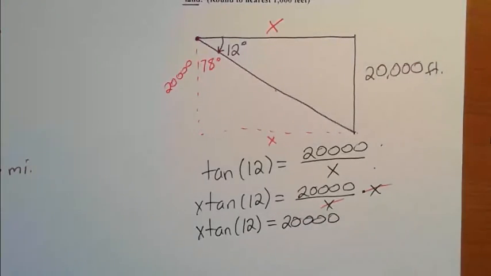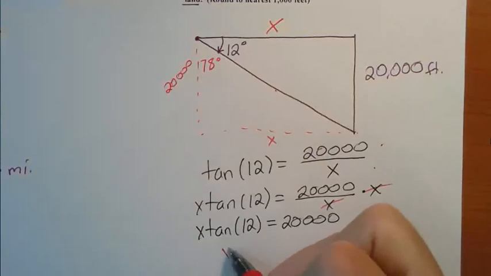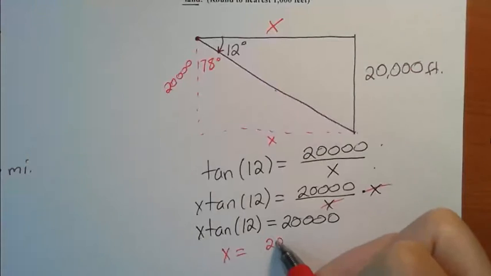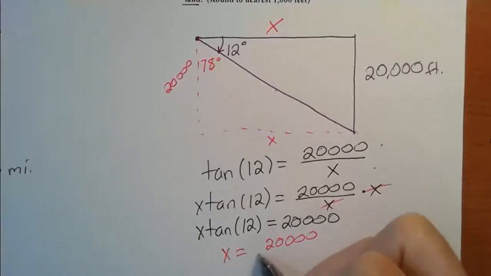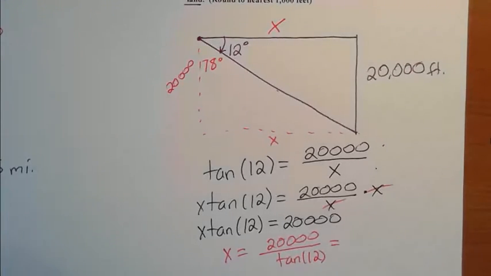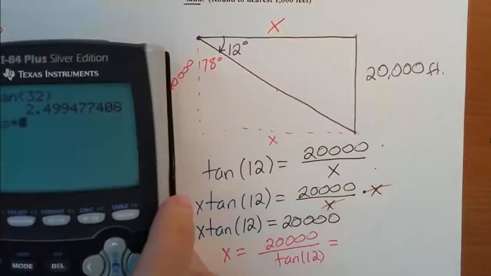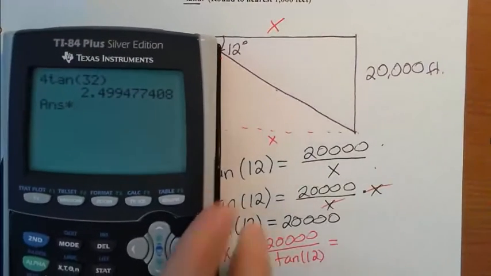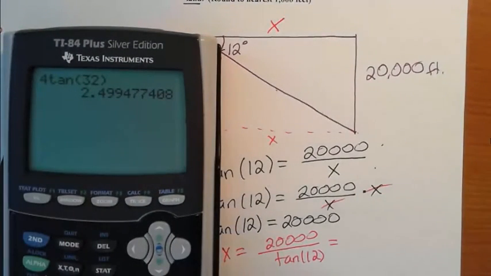And then we'd have to just divide by the tangent of 12 on both sides, so that our x is equal to 20,000 divided by the tangent of 12. And we can grab our calculator again to solve that answer. So we are putting 20,000 divided by tangent of 12 in our calculator.